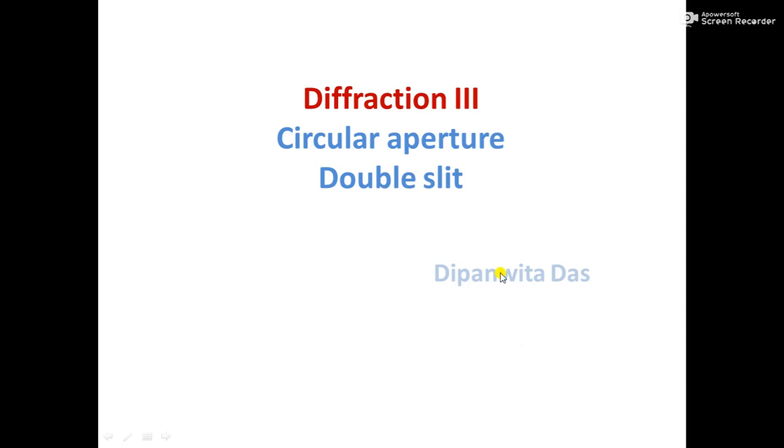Hello students, this is the third part of the diffraction phenomenon, and in this lecture I have included the circular aperture and double slit.